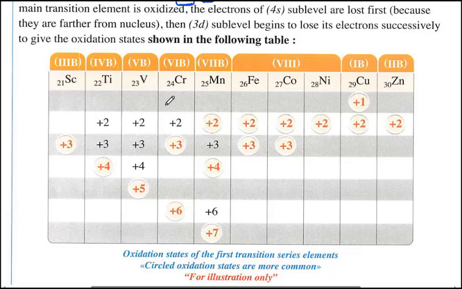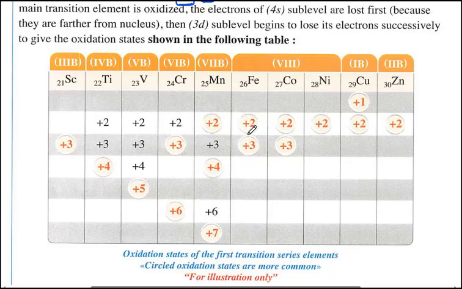Chromium, its main oxidation states are positive 2, positive 3, positive 6. Here the high oxidation state in this group is manganese. It is in group 7b. Group 7b here has positive 2 as main oxidation state and positive 4 and positive 7. Here we notice that there are rare oxidation states of positive 3 and positive 6 for manganese, okay, but there is no oxidation state of positive 5. We have to put it into our consideration. So the main oxidation states for manganese are positive 2, positive 4, positive 7.